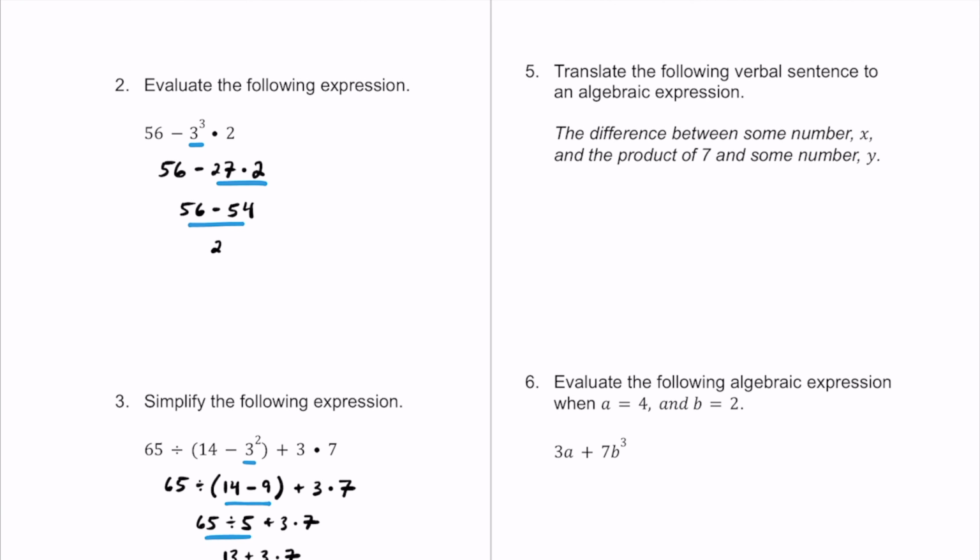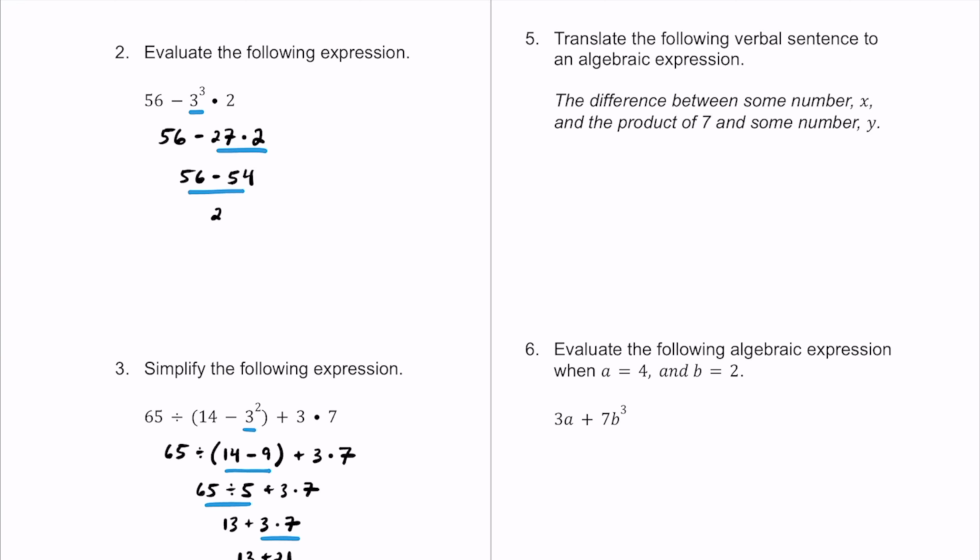All right, for number 5, let's go ahead and translate another verbal sentence to an algebraic expression. In this problem here, we have the difference, which we said in the last problem means subtraction, and it's going to be the difference between some number x and then the product. Product means we are multiplying something. I'll put a little x for multiplication. The product of 7 and some number y. Okay, so it's a difference between some number x and the product of 7 and some number y.